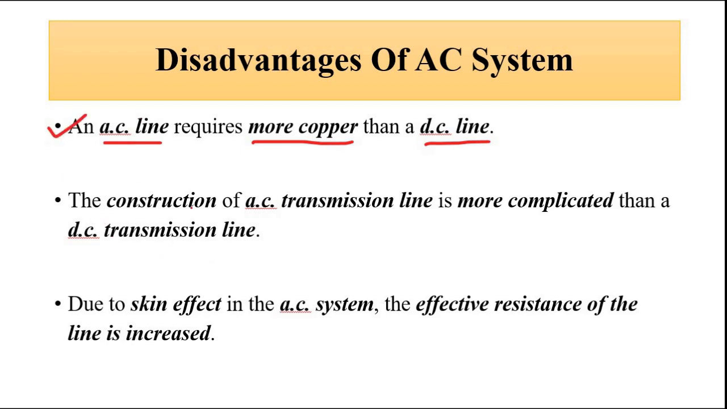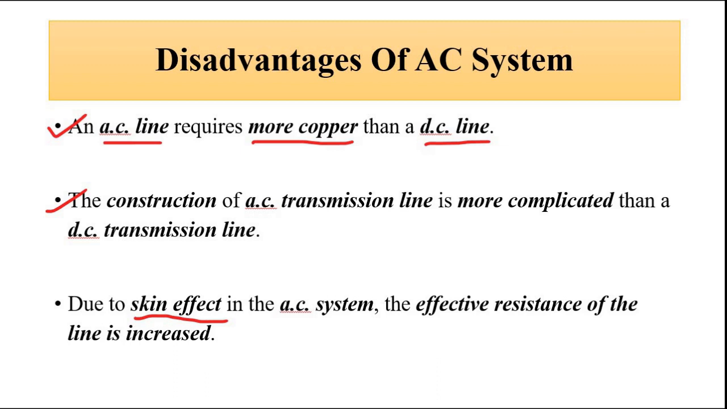Then the design and construction of the AC transmission line and distribution line is more complex, more complicated than a DC transmission line. So this is the second disadvantage. And there is another thing which we'll discuss when we discuss the various parameters associated with the conductors used in transmission and distribution lines and power supply systems. It is called the skin effect.